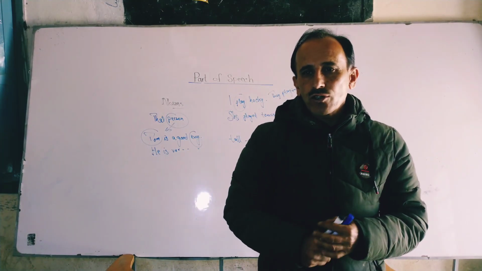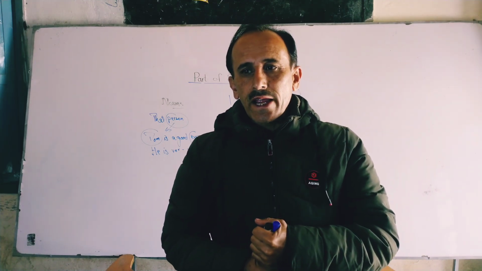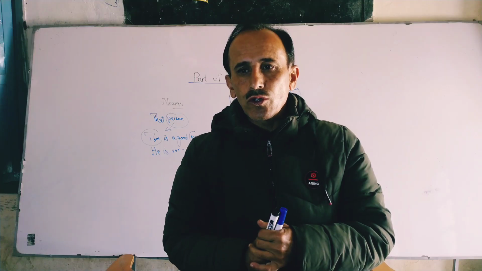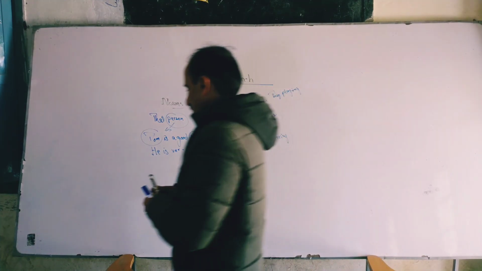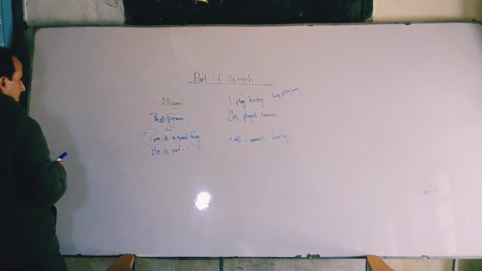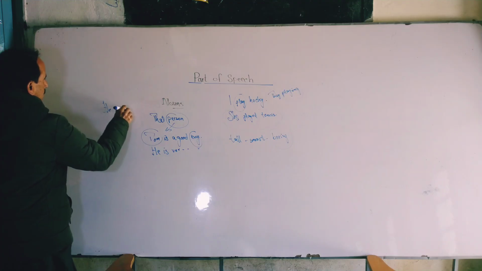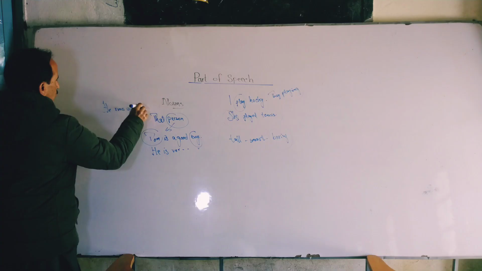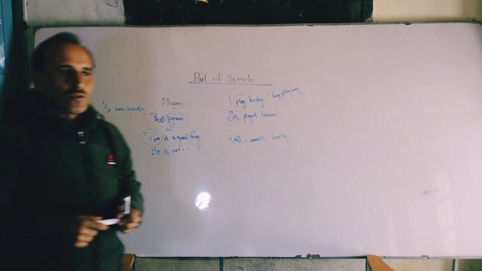The other one is adverb. So what is an adverb? Adding more detail to your words. For example, he runs quickly. He runs quickly. So this one is called an adverb.